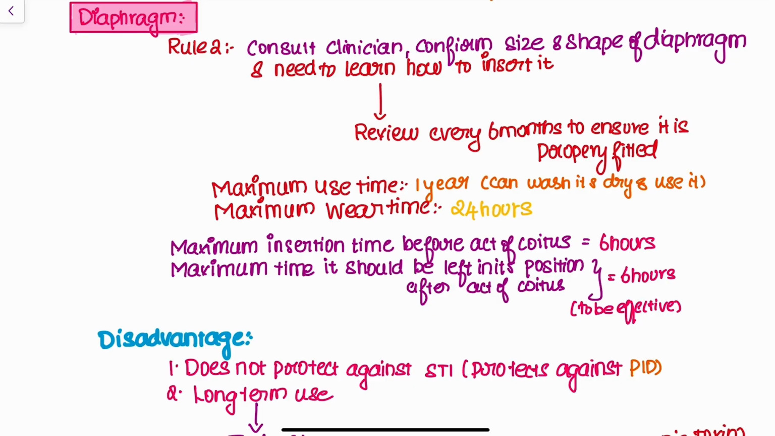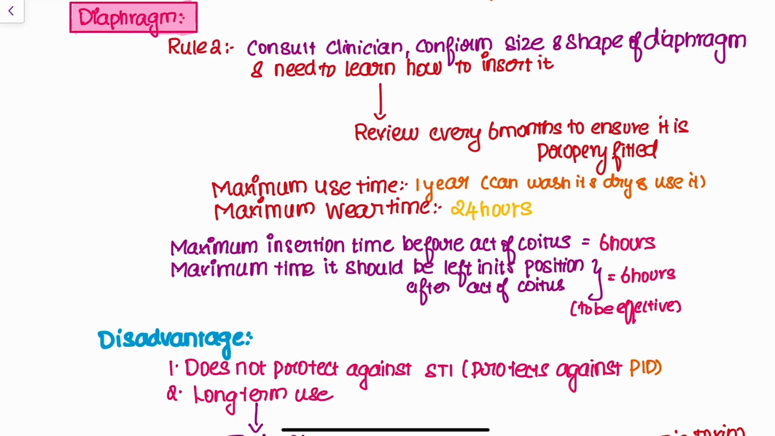Now, you may have a doubt: you told me that a male condom can be used maximum only one time and a female condom can be used maximum only 2 times. What about the diaphragm? The diaphragm can be used for up to 1 year. You can wash it after the act of coitus, dry it, and use it on the next subsequent day when you have coitus. So for a period of 1 year, you can wash it off, dry it and reuse this diaphragm.